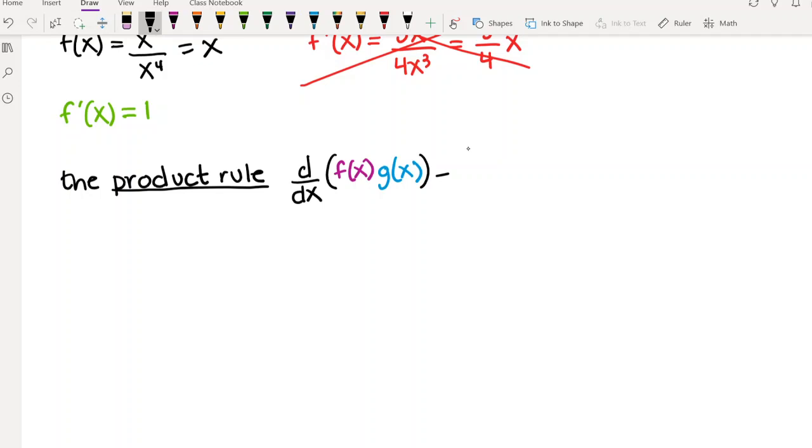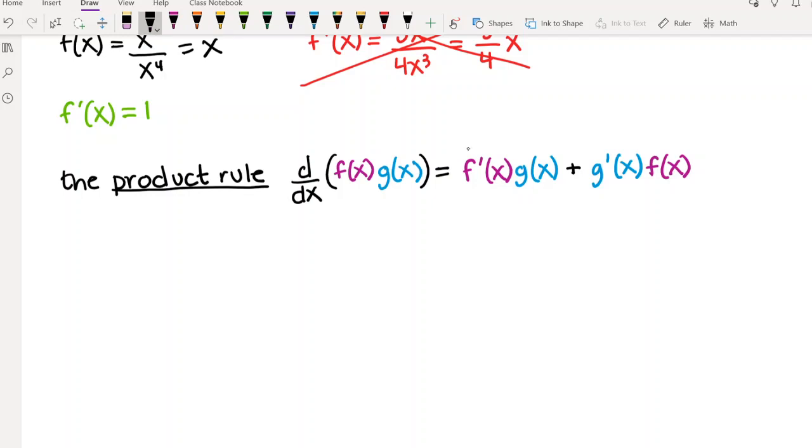We can do it by taking the derivative of the first function, so f prime of x, and then multiplying it with the second function, g of x, and then adding to that the derivative of the second function times the first function. And then that's it. That's the product rule.